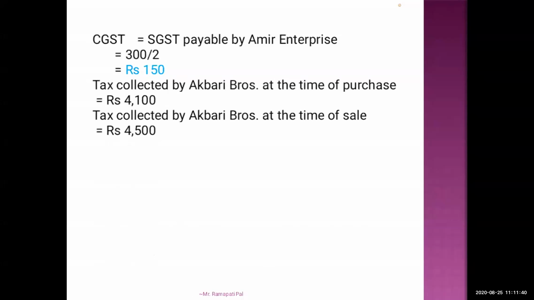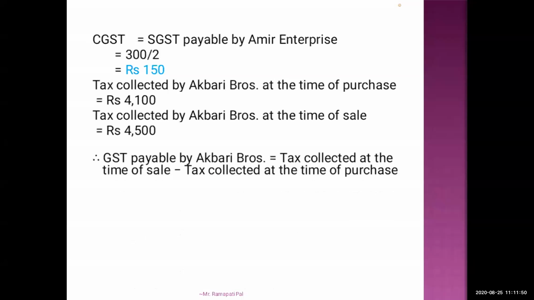So GST payable by Akbari brothers is equal to output tax minus input tax. Correct? Yes, very good. So GST payable by the Akbari brothers is equal to output tax minus input tax. So 4,500 minus 4,100, that is equal to 400 rupees. Okay.